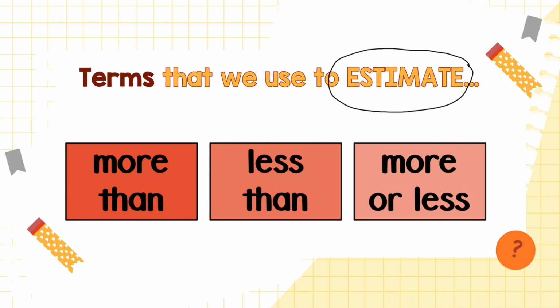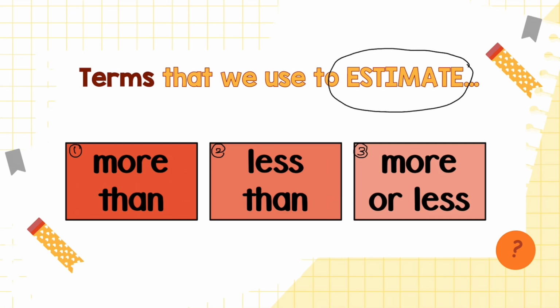Usually, when we do estimation, we will use three terms. First one is more than, second one is less than, and the third one is more or less. Now, let's look one by one. What is meant by more than? More than is a greater or additional amount of it. That means there's a lot, or larger, or bigger.